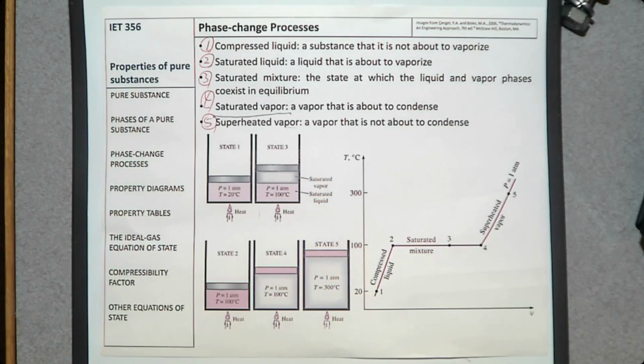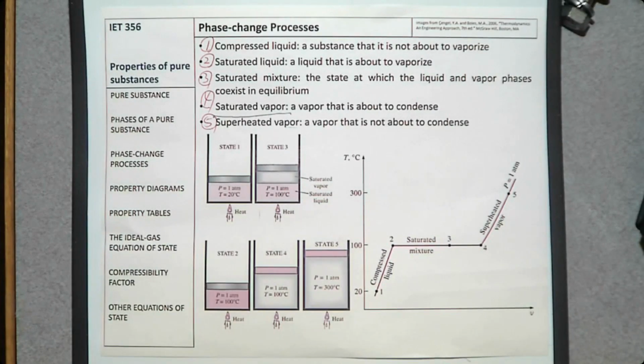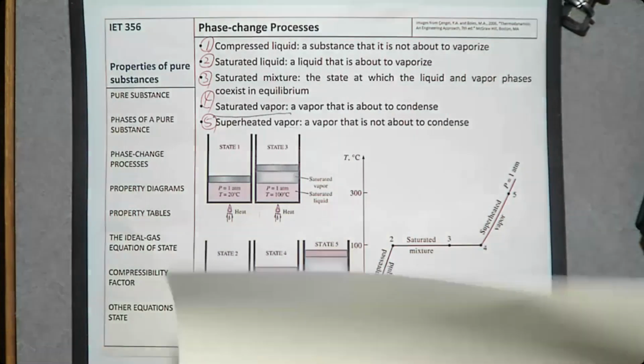So we all know that there are 5 phase change processes, and to determine the phase change process, the easiest way is to use a property diagram. So we are going to talk about property diagrams first, and we will learn how to make a property diagram, and we will go over a few problems.